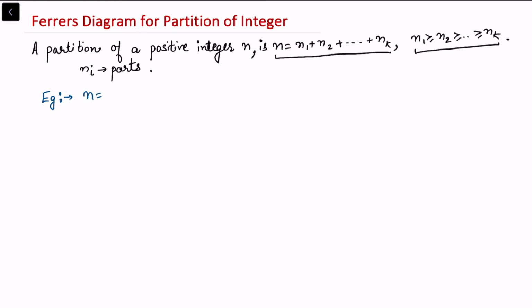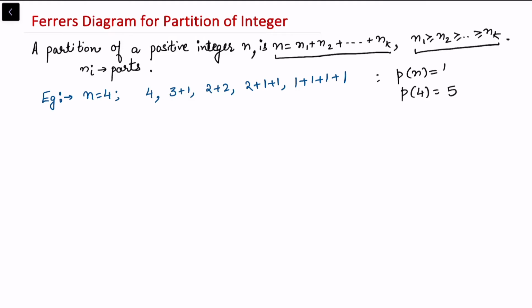So for example, if I take n equal to 4 and I want to write all the partitions for 4, we can see 4 itself is a partition, 3 plus 1 is a partition, 2 plus 2 is a partition, 2 plus 1 plus 1 is a partition, and then 1 repeating 4 times is a partition. So we also represent by Pn the total number of partitions for that particular integer, and in this case if we want to write P4, there are 5 partitions. So this represents the number of partitions of n, and n is of course here considered as a positive integer.